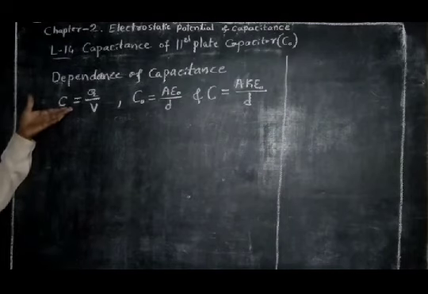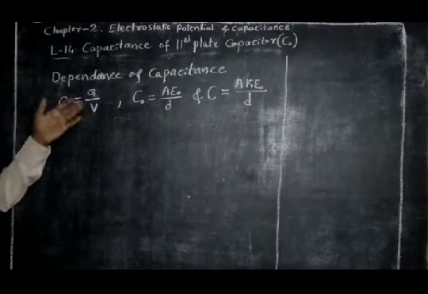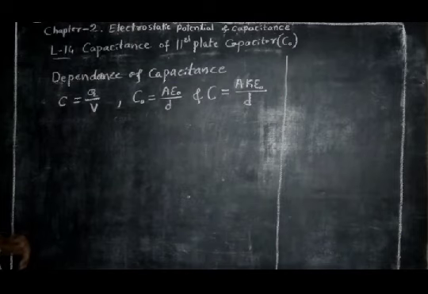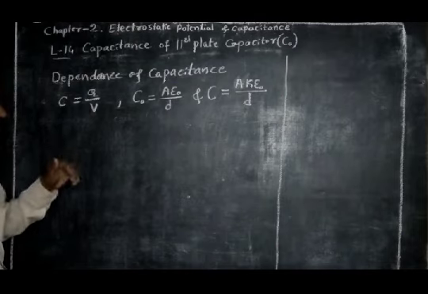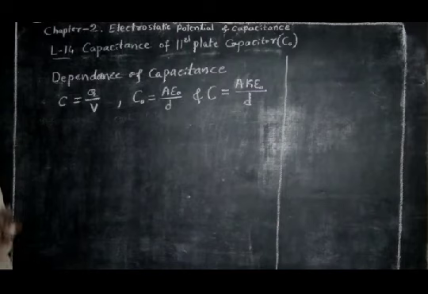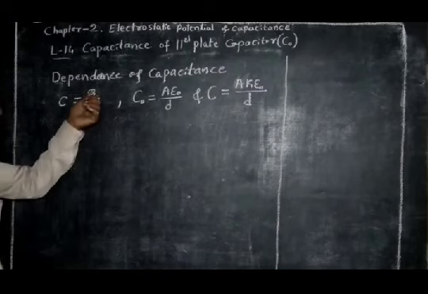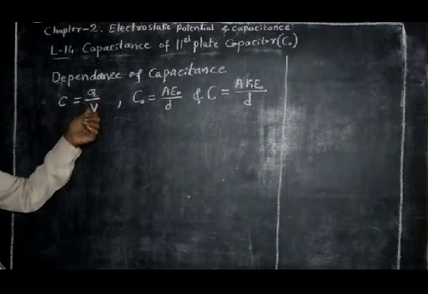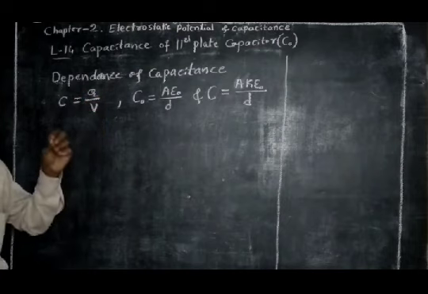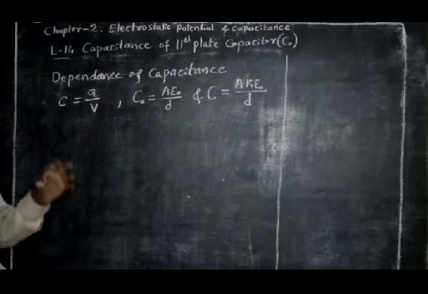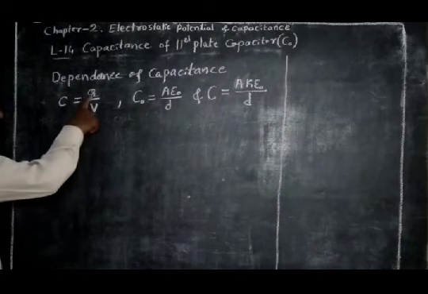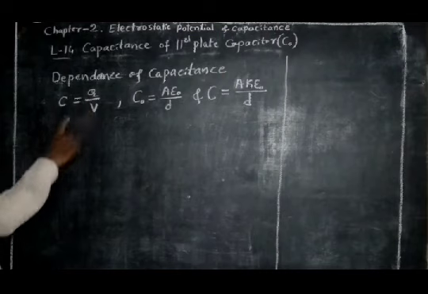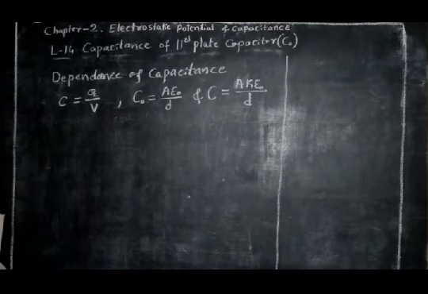Here from C equal to Q upon V, the capacitance of a capacitor does not depend on Q or V, the charge on the capacitor and the potential difference between the plates, because as charge increases, potential difference also increases proportionally.